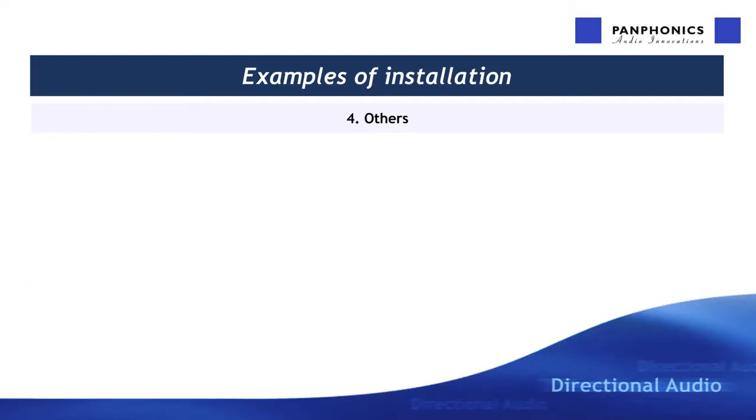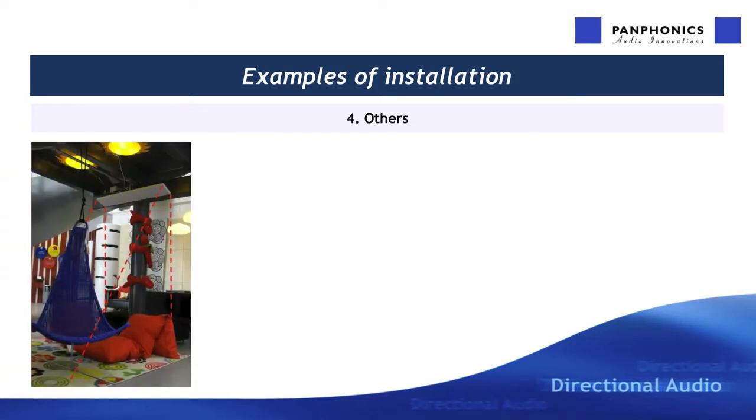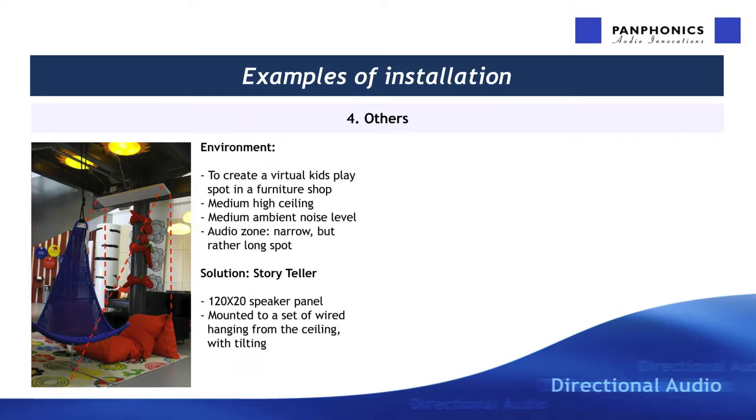Here are the last set of examples. On the left, we have a storyteller solution installed in a kids' play area in a furniture shop. In order to cover an area where 5 or 6 kids can listen to stories and music, a rectangle model is installed above the area with some angle to cover the correct spot.